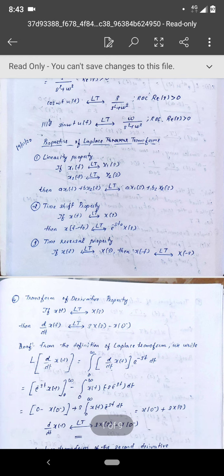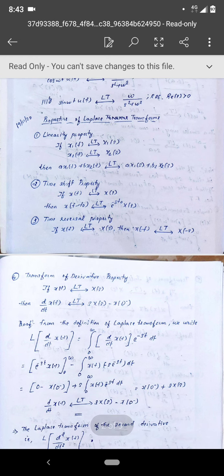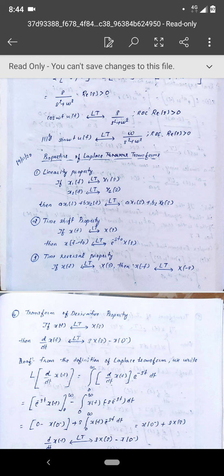So if x of t leads to X of s, then for the first order derivative of x of t, if you find the Laplace transform of such a signal, that is Laplace transform of d by dt of x of t, then that will be s into X of s minus x of 0 minus. 0 minus is nothing but 0 has 2 points, that is 0 minus and 0 plus. So 0 minus actually represents the starting point of 0 and doesn't have much significance in calculation. So while we calculate, we take 0 minus and 0 plus as same. But 0 minus here represents the initial value. So that is s X of s minus x of 0 minus.